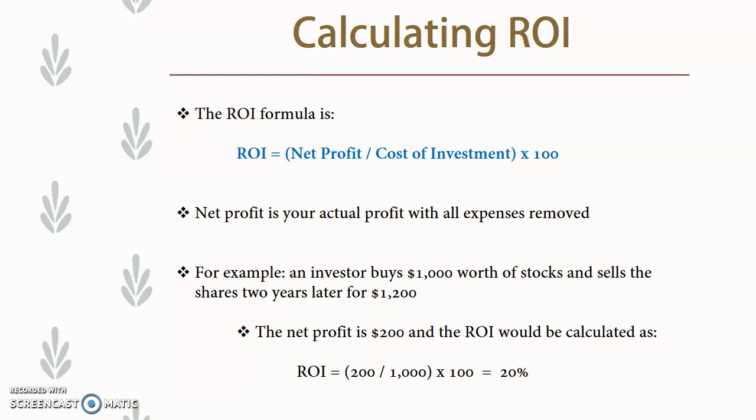Now net profit is the actual profit with all expenses removed. There is net profit and gross profit. Gross profit is the profit you earn before you pay any taxes, but your net profit is what you earn after you've paid all your taxes. So this is your actual profit from any business. You need to take your net profit divided by the cost of investment, so how much money you've actually invested into the business, and then you times that by 100. That gives you the answer in a percentage.